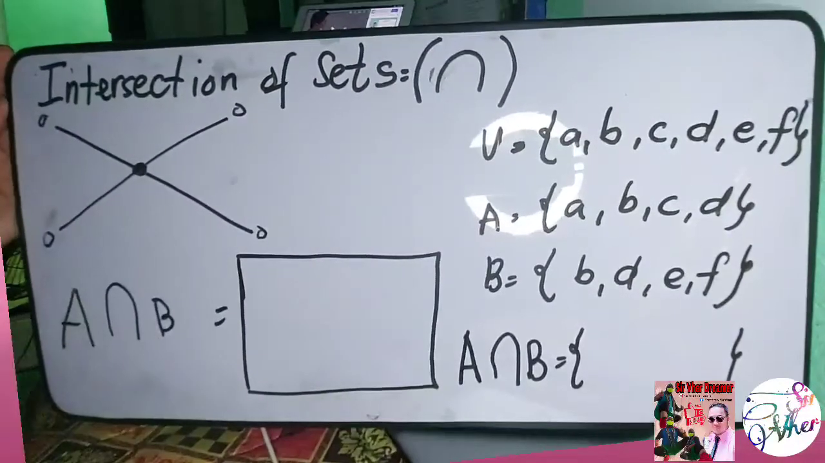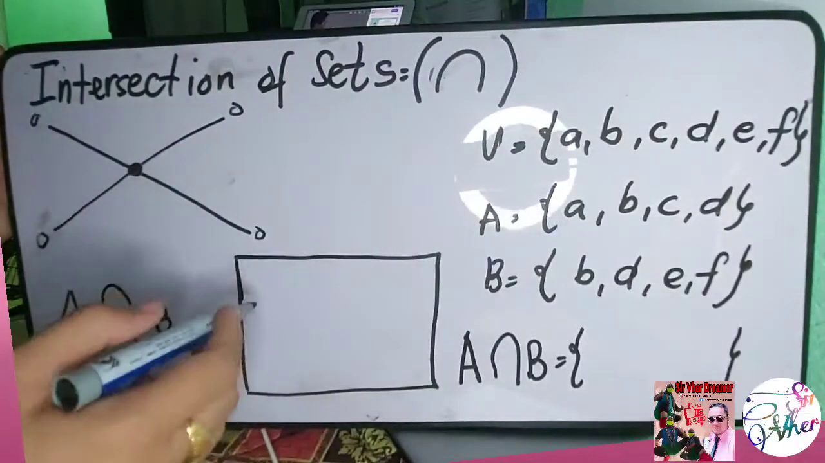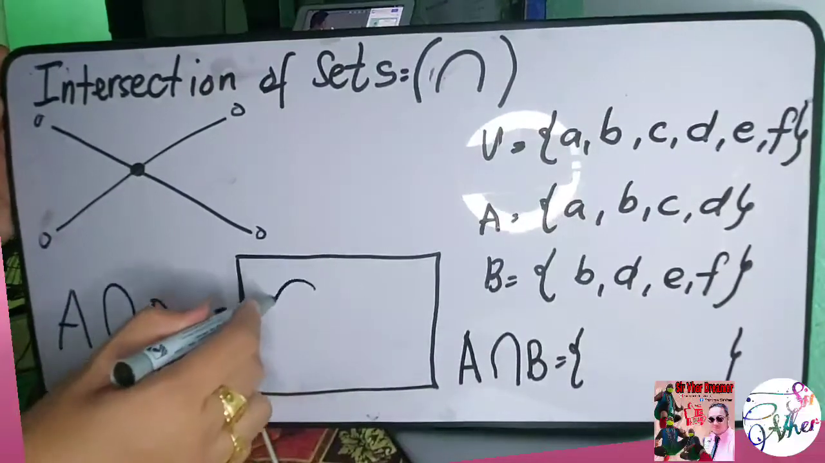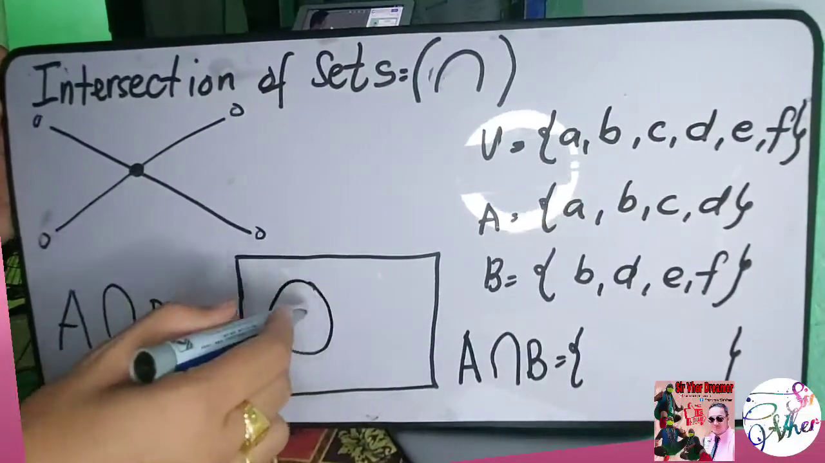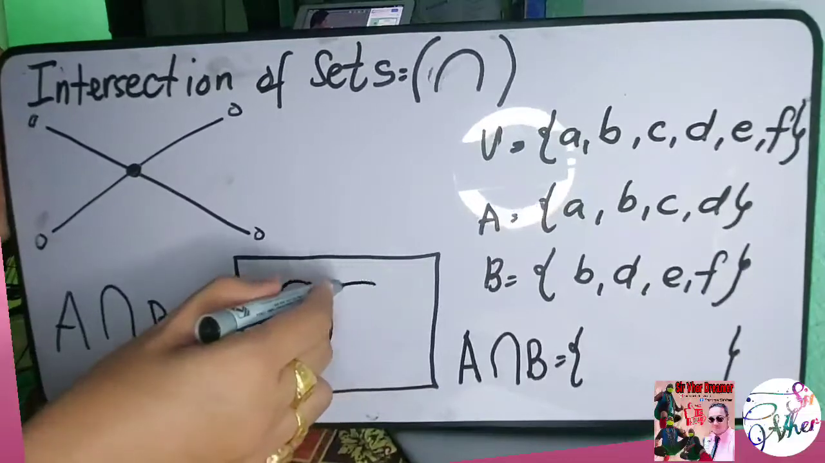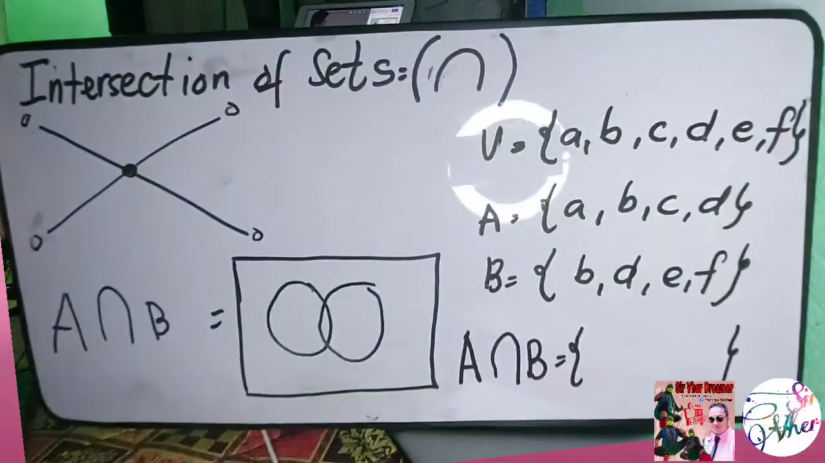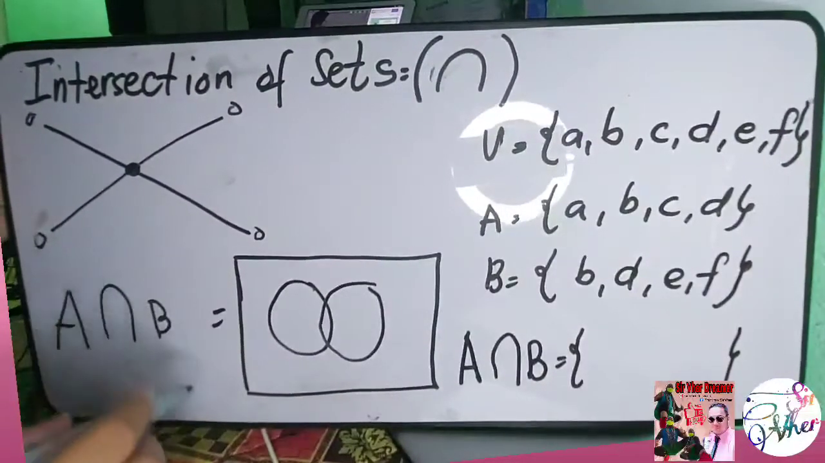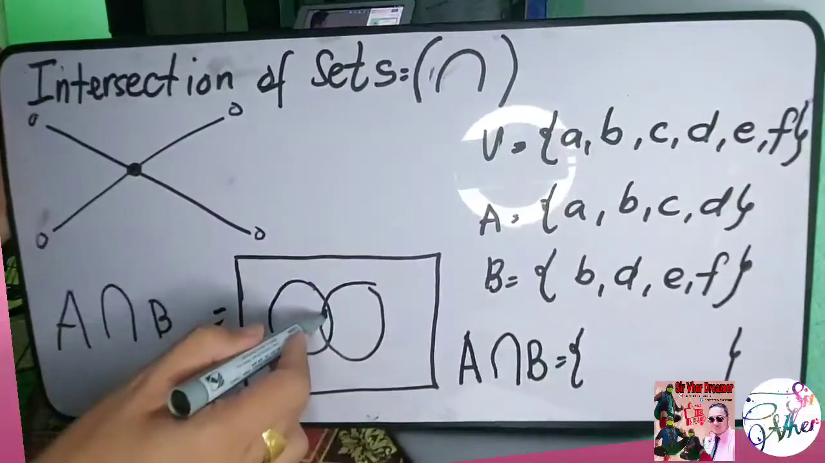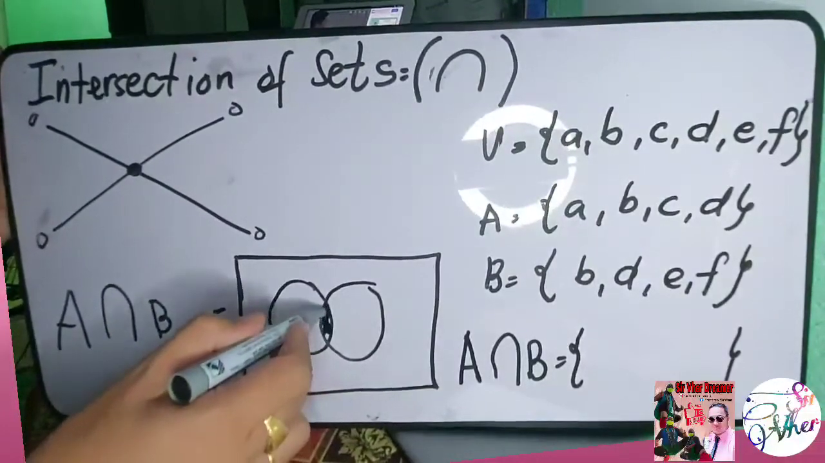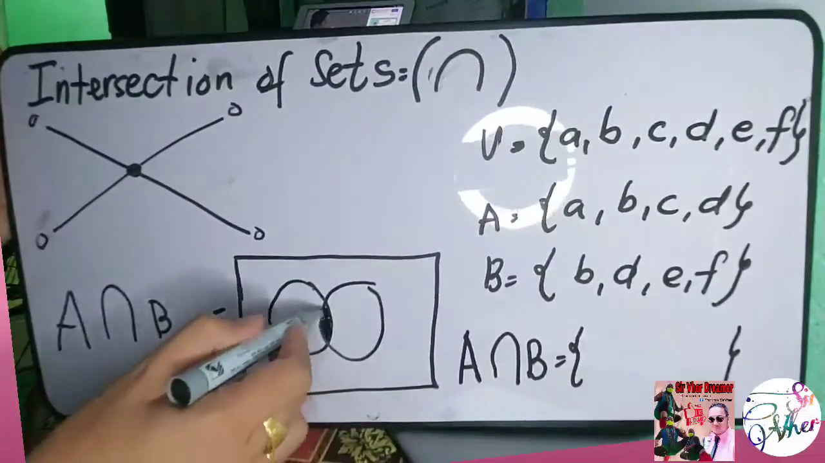So if you're going to illustrate using the Venn diagram, we have here circle 1, set A, then another circle, set B. Where is the intersection given the two circles? This is what we call the intersection of the two circles.